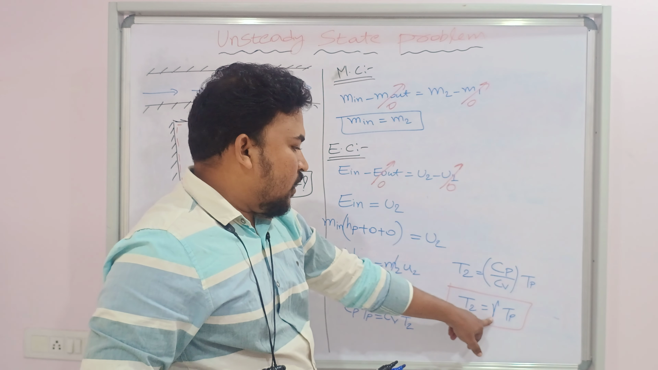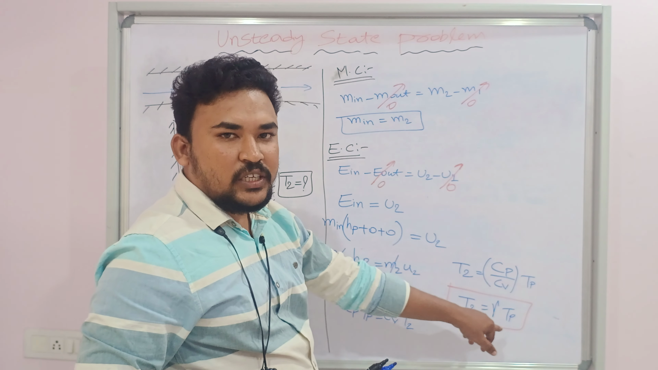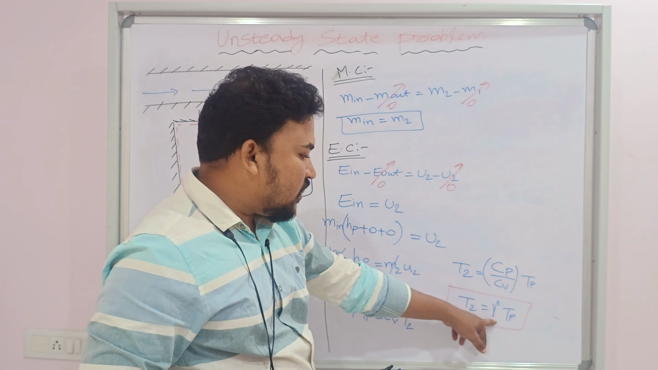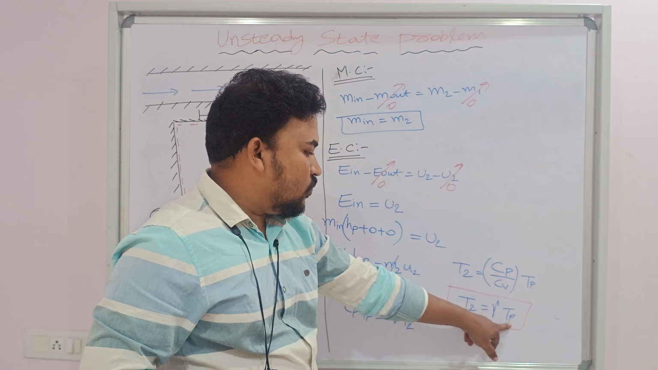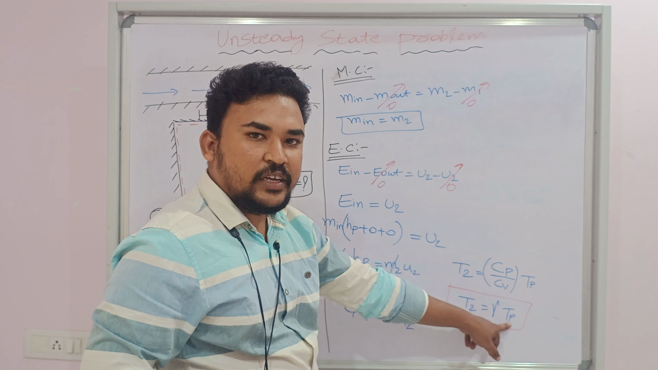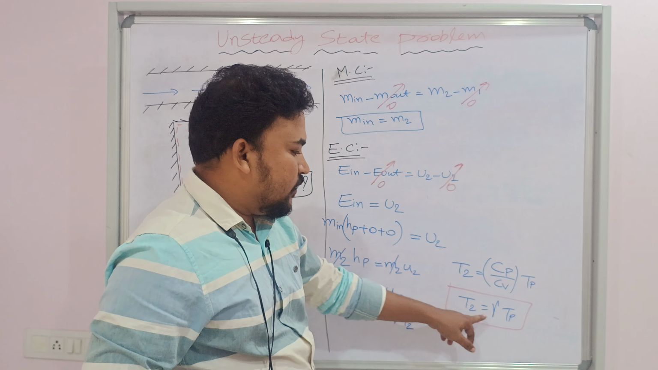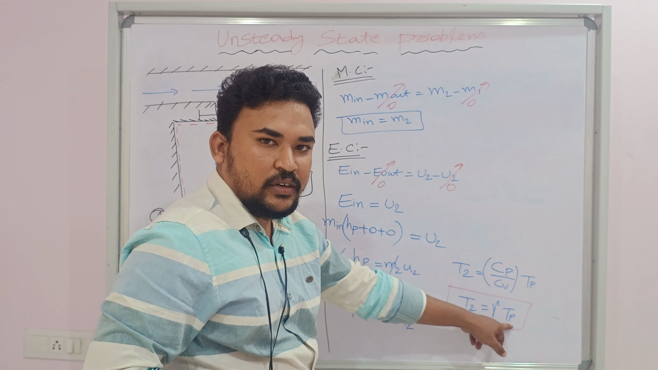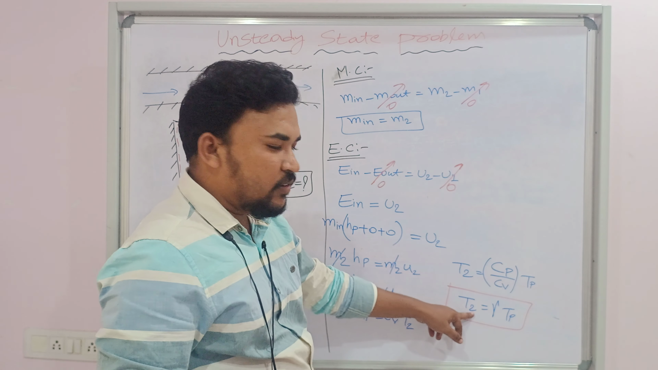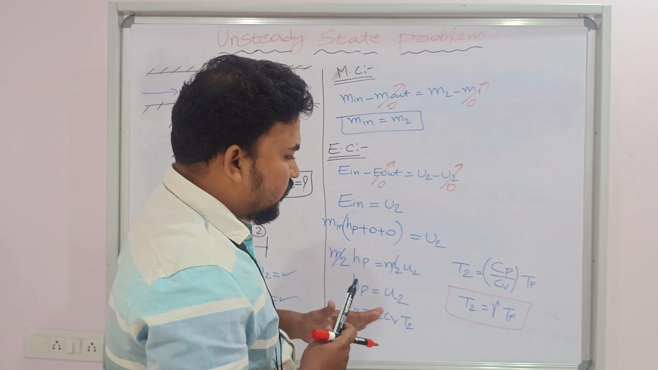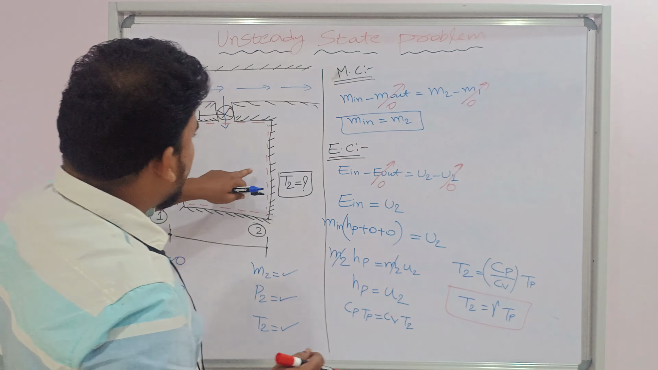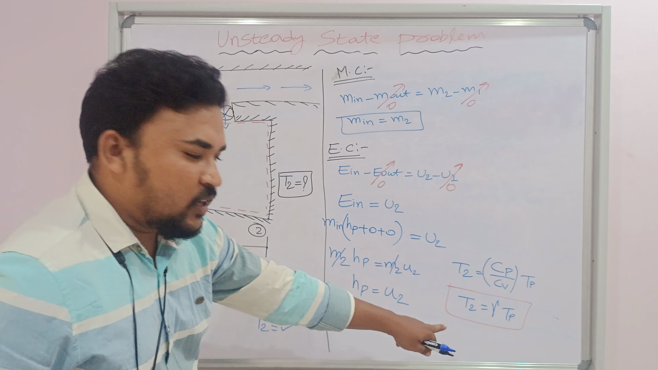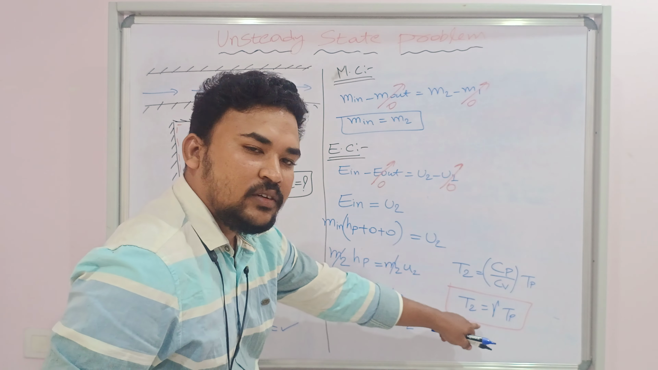See, because Cp and Cv are in kilojoule per kg Kelvin, gamma is the ratio. Ratio means dimensionless. If you take the value of Tp in degree centigrade, you will get it in degree centigrade. If you take the value of Tp in Kelvin, you will get it in Kelvin. Correct? I hope this concept is clear, because the examiner is asking for the final temperature only. We will stand with this value.